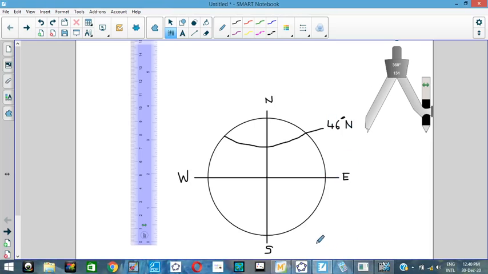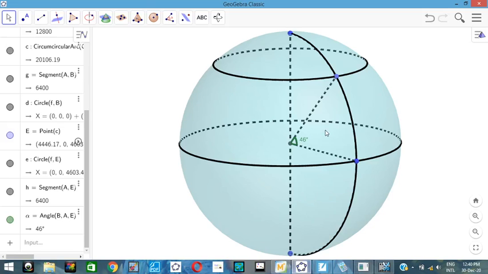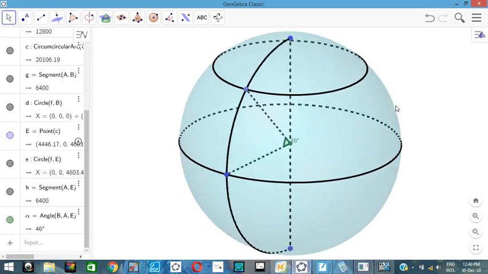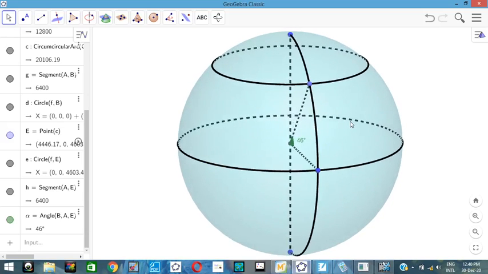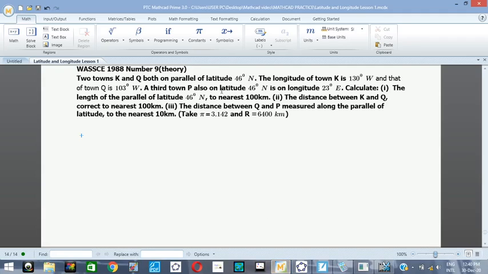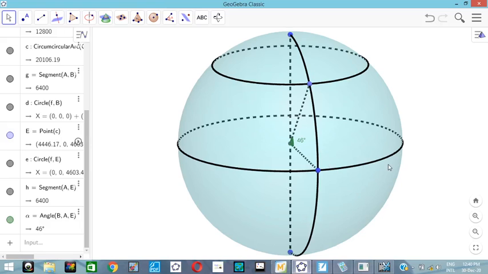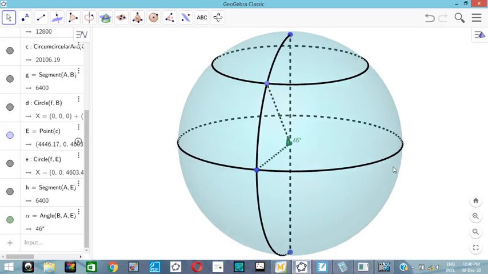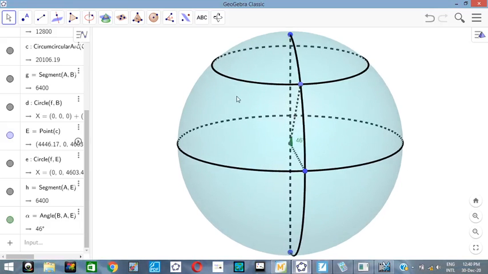But I want you to see the solid shape. So this is the solid shape. This is how it's going to look like in real life. So we have located 46 degrees north. Now let's locate the 2 points, K and Q. So let's go on. We say the longitude of town K is 130 degrees west. You can see it, 130 degrees towards the west. So if this is my reference line, west is towards the left on this side and east on the right side here.